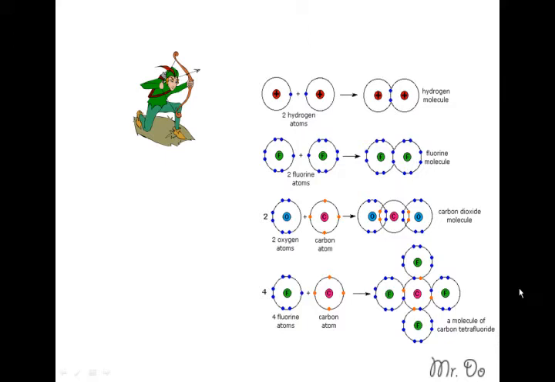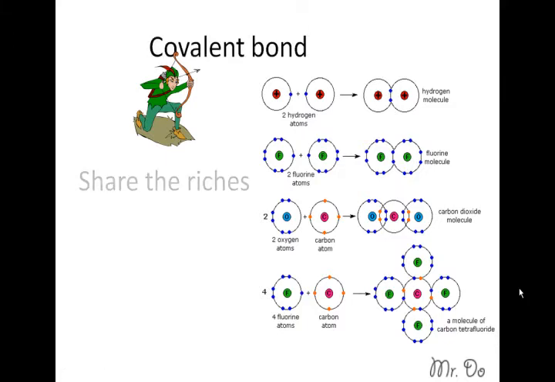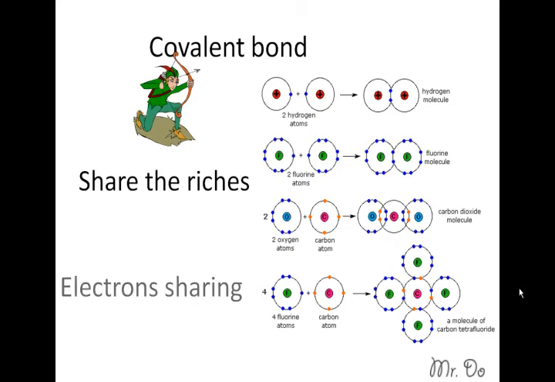Covalent Bond, the other brother, he's totally opposite of his brother. He stole the electron money and he shared the money with all the other poor atom houses. So there was a lot of electron sharing with covalent bond. We see here hydrogen sharing, fluorine sharing, and so on.